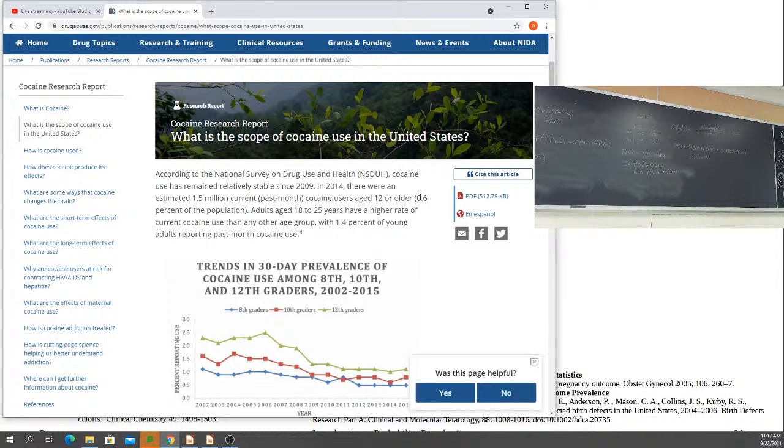There it is. Age 12 or older, 0.6% of the population. How about this? Age 18 to 25. That is your age group. So 1.4%. We're going to say 1.4% in the population uses cocaine.